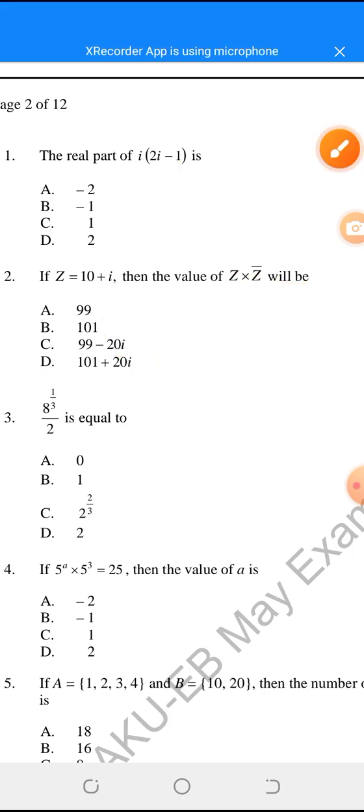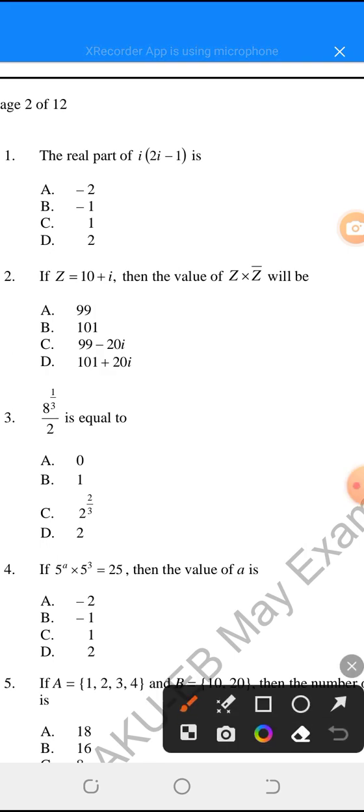Moving towards the next MCQ number 2, if z equals 10 plus iota, z multiplied by z bar is actually the conjugate, means 10 plus iota multiplied with the conjugate of z, 10 minus iota, because conjugate means you have to reverse the sign of an imaginary part. Here it's 10 plus iota, so it will become 10 minus iota. Now here it's easy to identify.